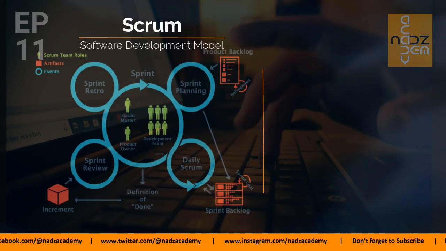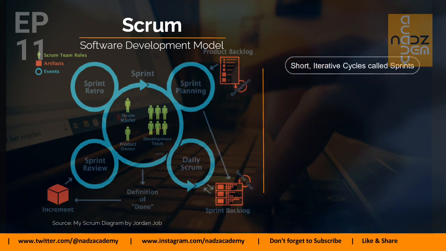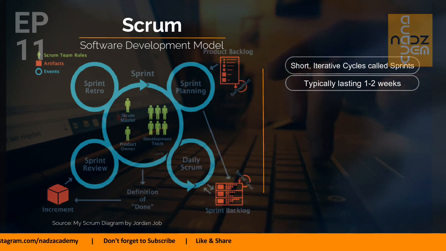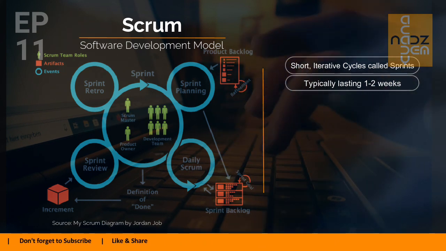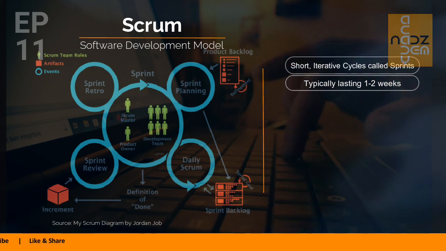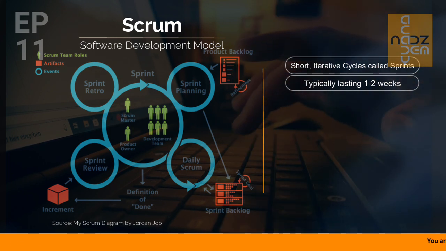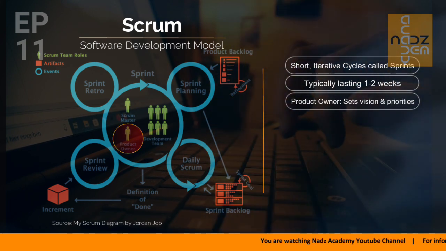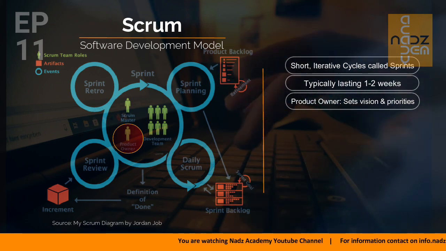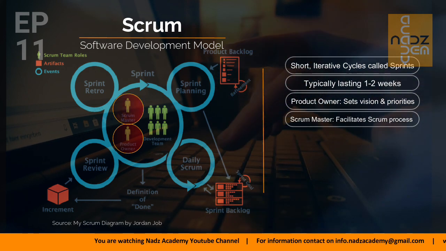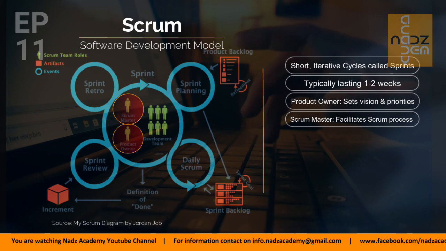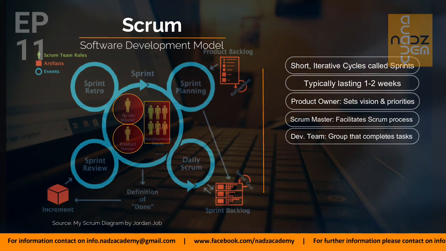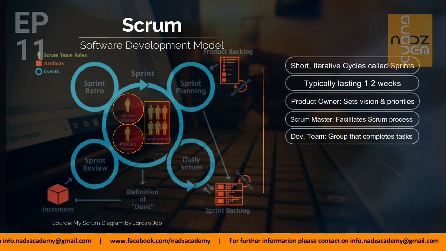A Scrum model focuses on short, iterative development cycles called sprints, typically lasting 1 to 2 weeks. Imagine a sprint as a small race where the team aims to complete a specific task within the set time frame. Here is the Scrum team in action. The product owner sets the vision and priorities for the product. The Scrum Master facilitates the Scrum process and removes obstacles from the team. The development team is an organized group responsible for completing the tasks during each sprint.